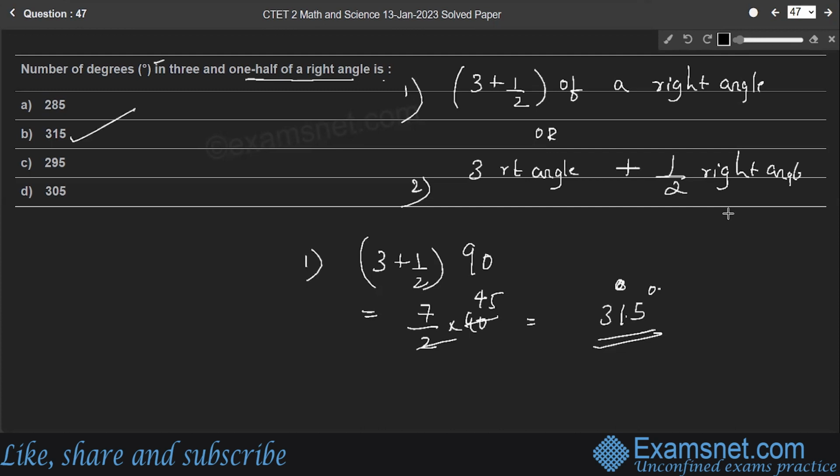If you take the second case, 3 right angles plus half right angle. 3 right angles means 3 into 90 degree, plus half of right angle means half into 90 degree. It becomes 3 into 90 is 270 plus half of 90 is 45. So 270 plus 45 is again 315 degree. Therefore, option B is the right answer.